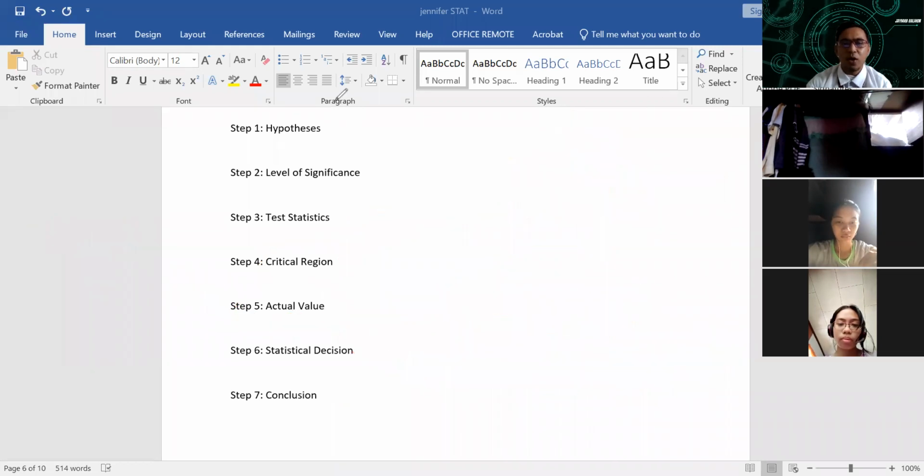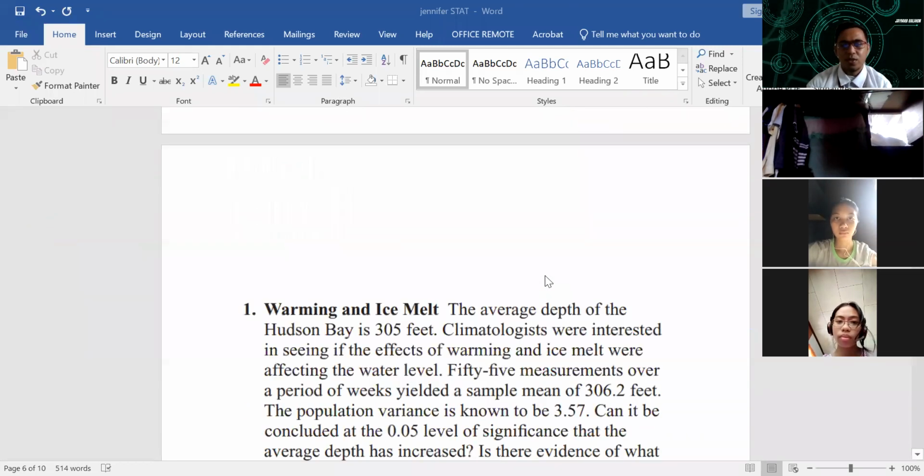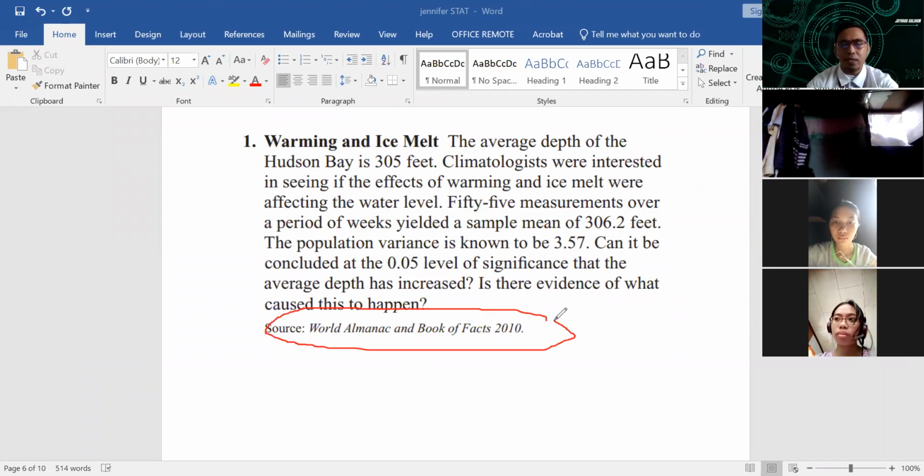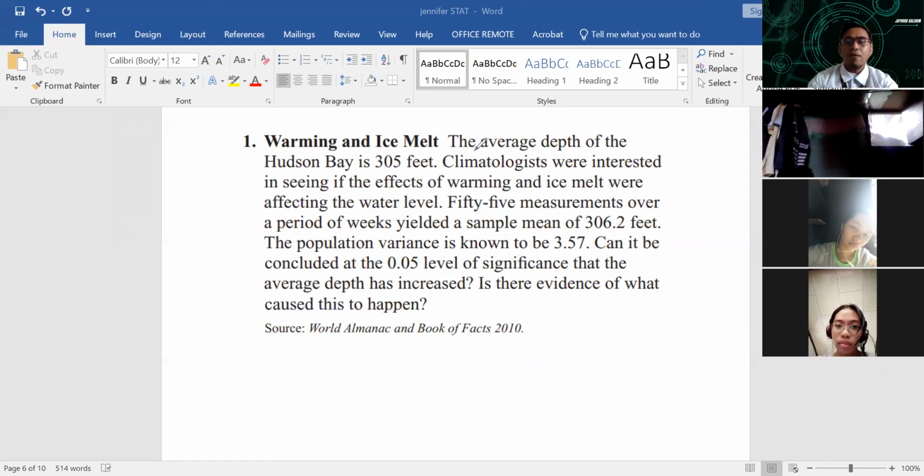So, we will now proceed to our examples. Okay? I will read it first. It's all about warming and ice melt. This data is really true. This data is taken from the World Almanac and Book of Facts, year 2010. The average depth of Hudson Bay. Do you know Hudson Bay? Hudson Bay is located somewhere in Canada. Okay? Its average depth is 305 feet.